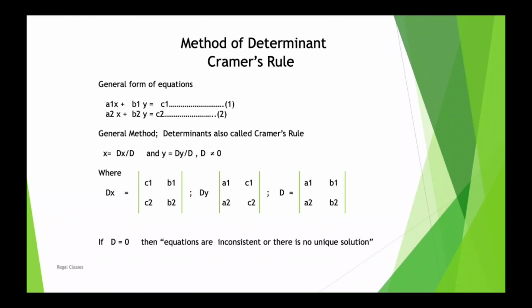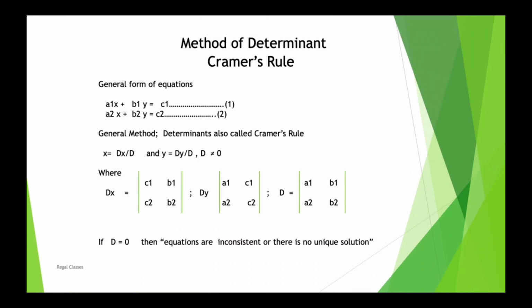So you calculate determinant dx, put the first constant column first, c1, c2. Then close a1, that is x column, and write only the y column, that is b1, b2.